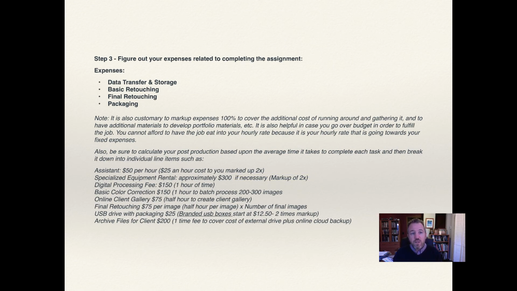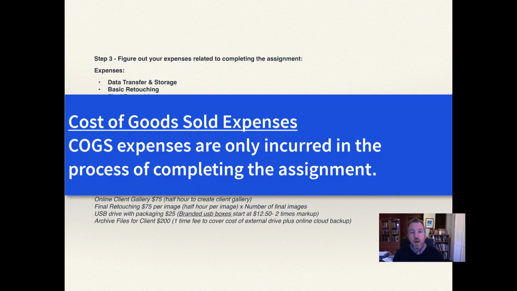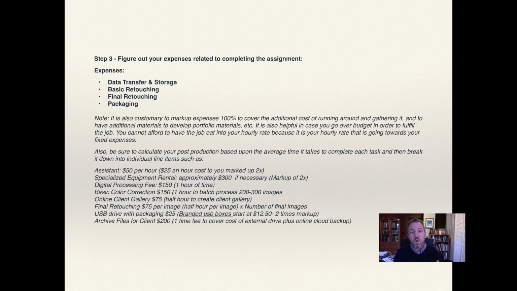The next thing we'd want to do is estimate what I'd call our cost of goods sold expenses, which are the expenses we will incur because we're doing the work, not because it's our fixed overhead, but expenses only related to producing this work. So that might include data transfer and storage, final retouching, any packaging materials, as well as all the other expenses if I were to hire production assistants, etc.